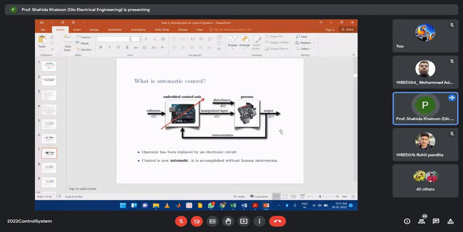So what is automatic here? Automatic can be an embedded control unit where the operator has been replaced by an electronic system. If you are turning on and off the knob or the control valve by yourself, then it is a manual control. Or you can replace the operator by an electronic circuit, which is an embedded control unit. In that case, control is now automatic.